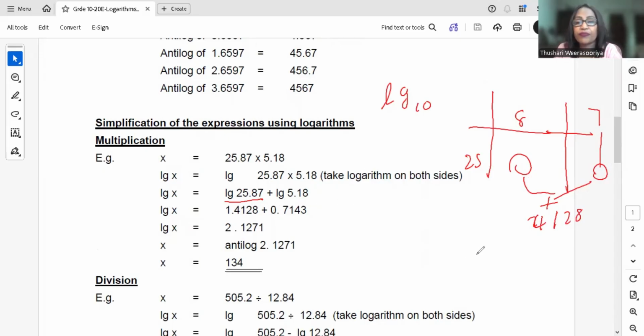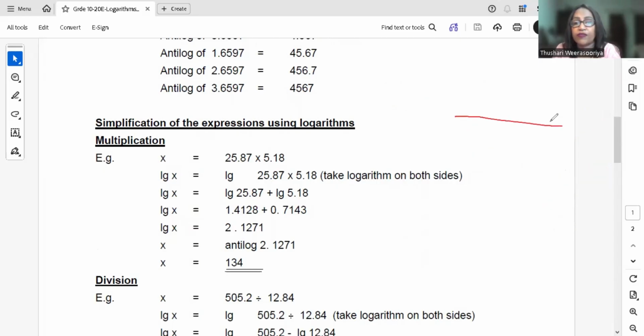Now go to this one, 5.18. How do you find the logarithm of 5.18? Very easy. Go to the log page of your logarithm book and find 51. Always get the first two digits. 51, 8. Exactly, 51, 8. Here you get 3 digits, so no need to go to the mean difference. You only go to the mean difference if you have 4 digits. The characteristic value is 0. No change of decimal. Then there you get 7143.